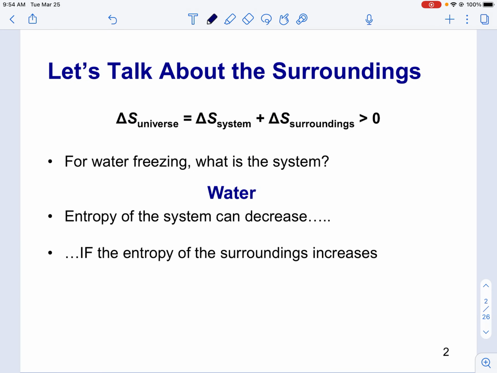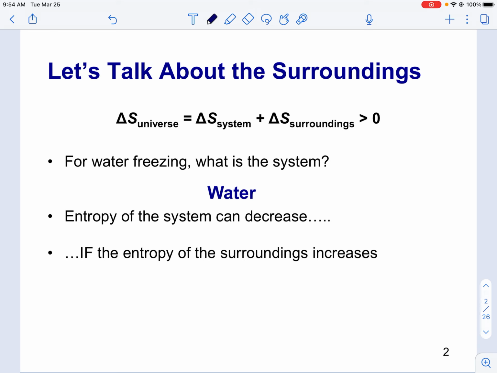Let's go ahead and talk about the surroundings. What's going on where we have surroundings and the system, and we're talking about the entropy. Remember the increase in the entropy of the universe, right? The entropy of the universe is going to be increasing all the time. That's the second law of thermodynamics.